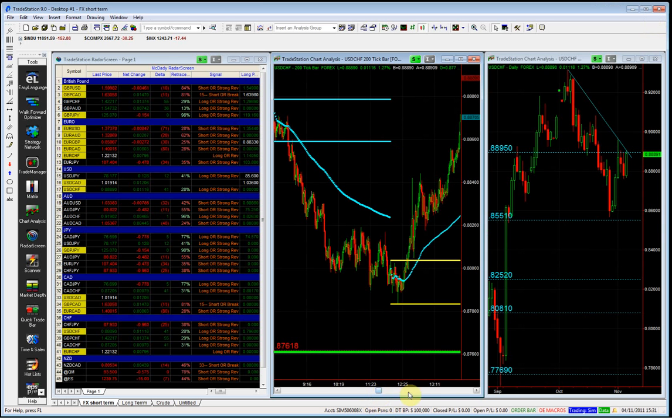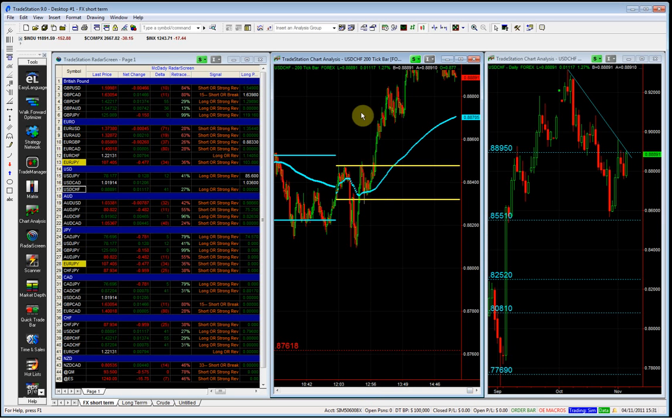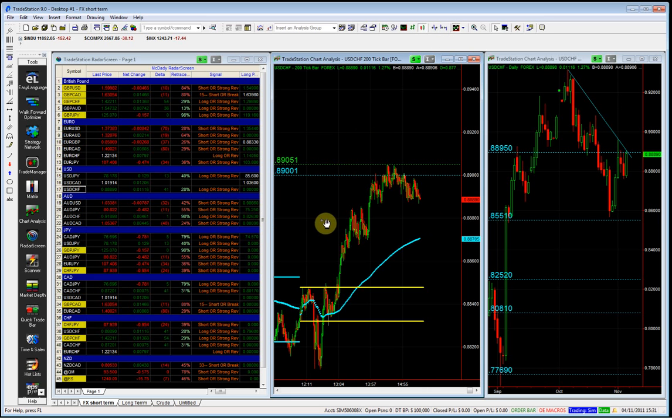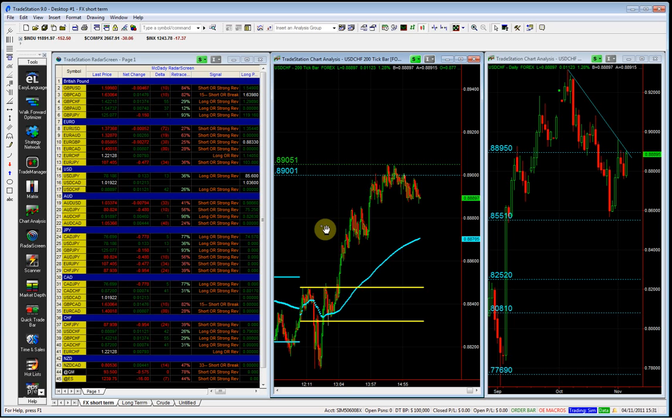So bias is to the long side. We've got a bit of a firmer dollar, and looks like we're going to finish the week in and around that significant level of 89. Okay.